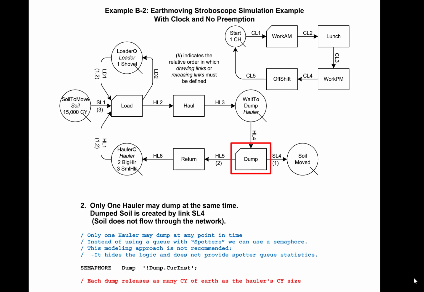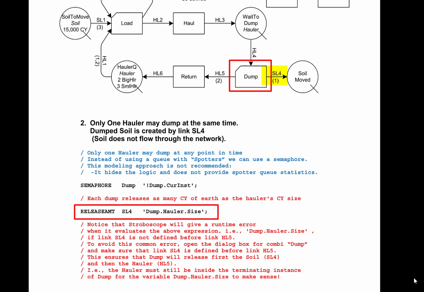Since activity dump does not receive any soil resources, the link SL4 that carries soil resources must create those soil resources and then transfer them into soil moved. This is accomplished by having the statement release amount SL4 with the argument dump.hauler.size, which returns the size of the hauler in the instance of activity dump that is about to terminate.